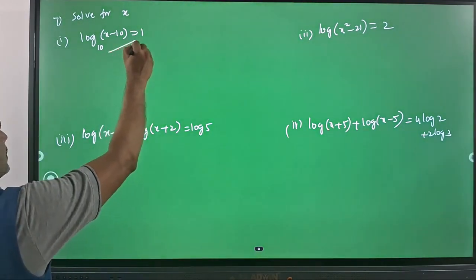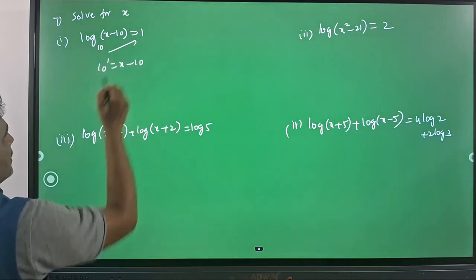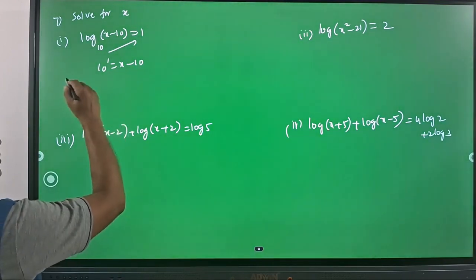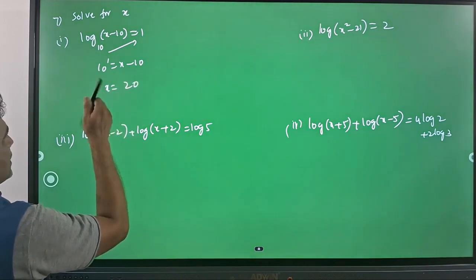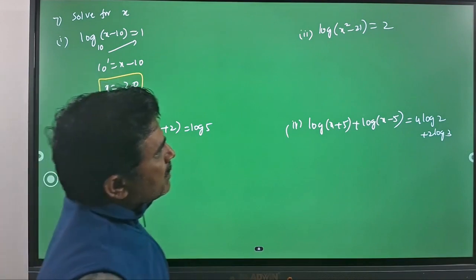By converting this into exponential form, you will have 10 power 1 is equal to x minus 10. So let that x be like that and bring this minus 10 to this side, you will get 20 here. So x is equal to 20 is the solution for this. And come to the second one.